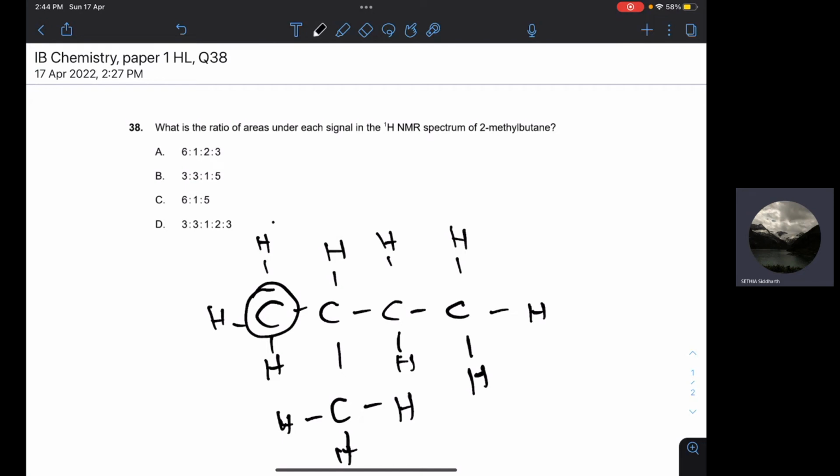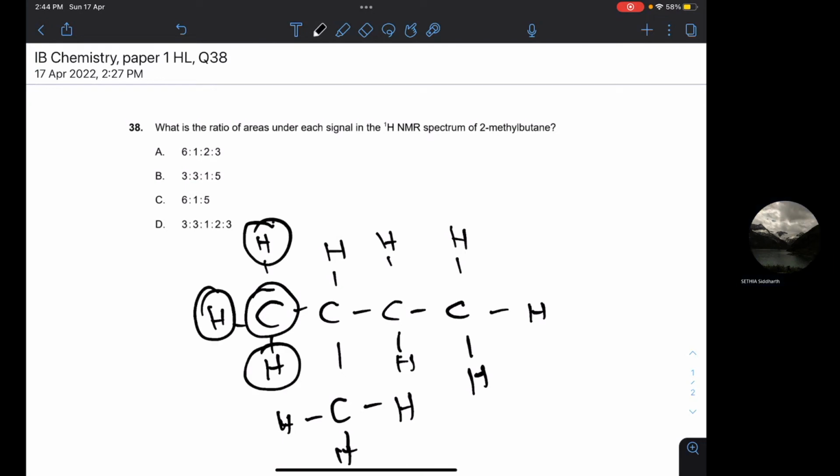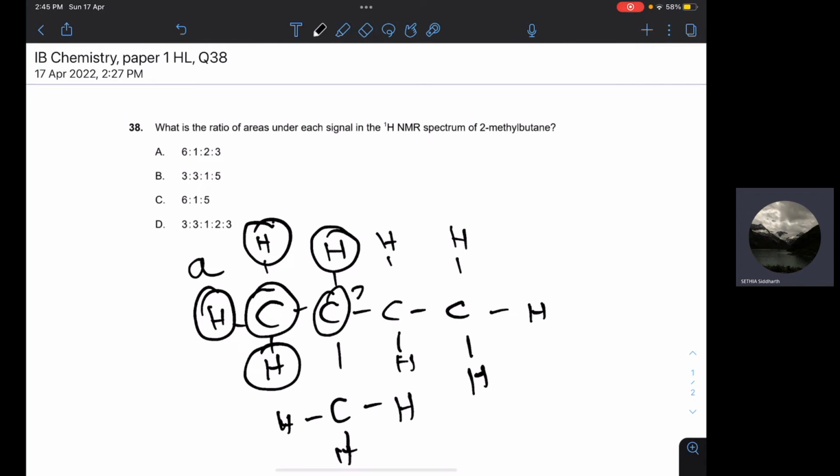Well, all these 3 hydrogens are in the same environment, right? So I'm going to say environment number A. They're all in the same environment because they're attached to the same carbon. But if I look at this hydrogen over here, which is attached to this carbon, carbon number 2, we'll number the carbons.